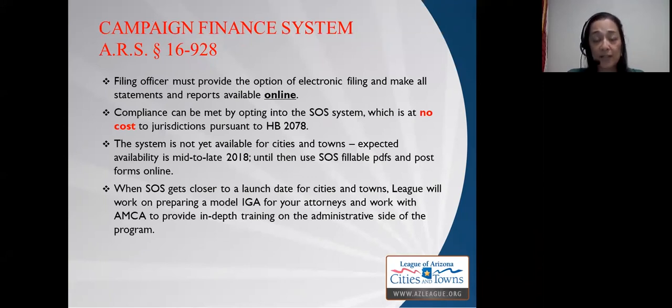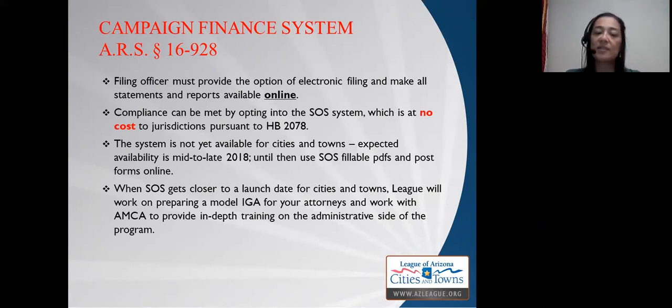But the good news is that House Bill 2078, in addition to lowering the threshold for our candidates, also removed the requirement that local jurisdictions would have to pay to use the Secretary of State system. So essentially, once the system is up and running, we'll be able to opt in for free. Hopefully, next year we can start doing some testing so that we can start getting this going.